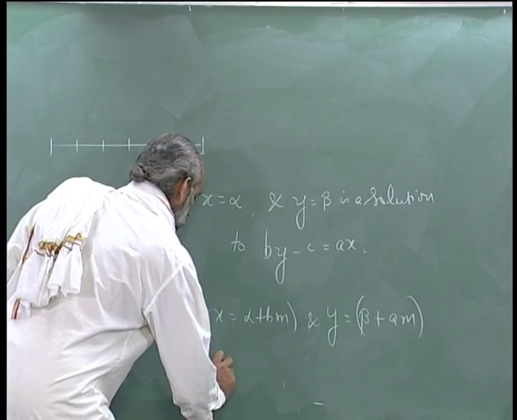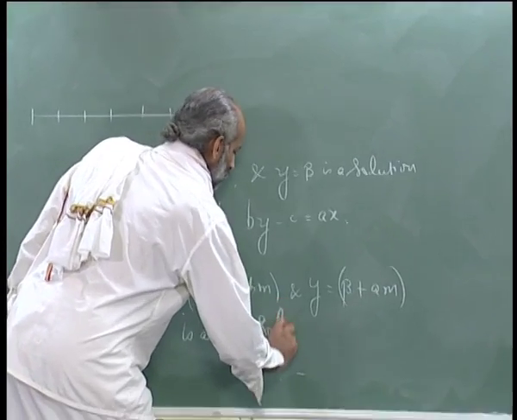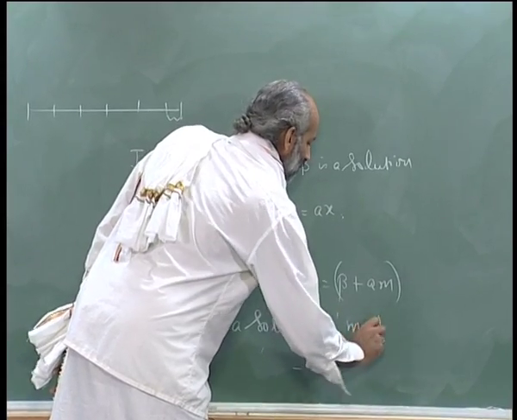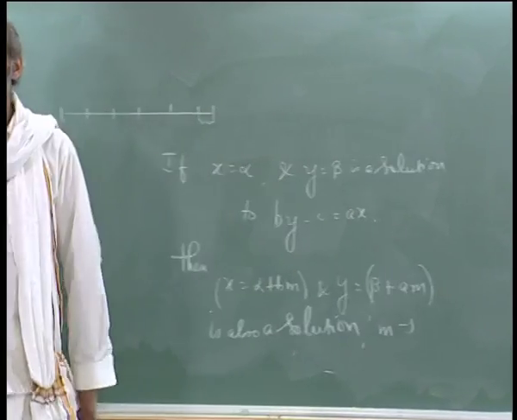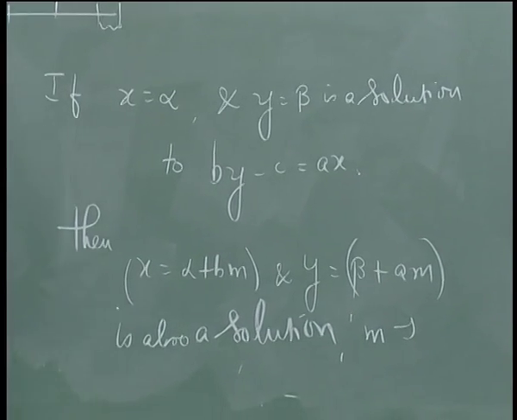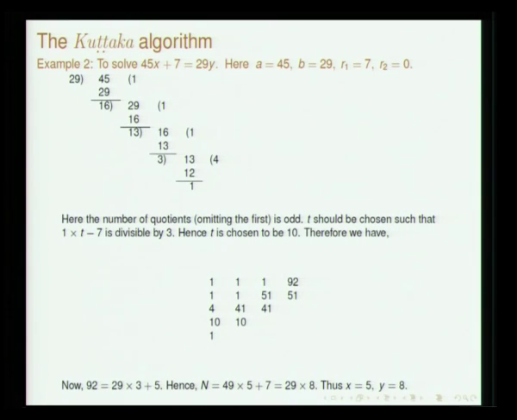is also a solution, where m is any integer. This can be easily checked. Any choice of m has to satisfy, and therefore, it is pretty evident that we have an infinite number of solutions to this. Fine. This is what the algorithm is all about, the Kuttaka algorithm.